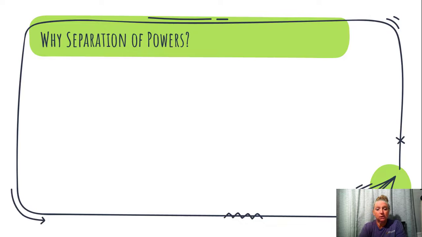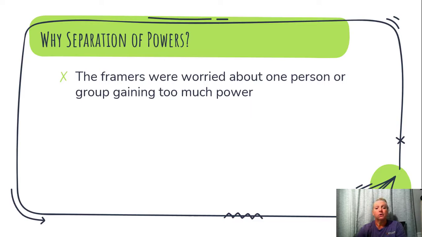Okay, so let's do some why separation of powers. There's not a spot for this on your notes, but maybe write it off to the side, in shorthand, just to remember. First off, you need to remember that the framers were worried about one person or group gaining too much power. This is why they did the Articles of Confederation first. They created a very weak national government because they were concerned about that national government abusing its powers, as they said that they suffered under Great Britain prior to the Revolutionary War.